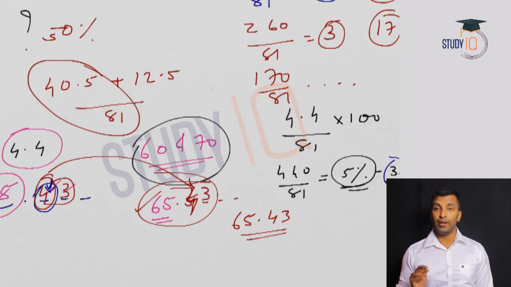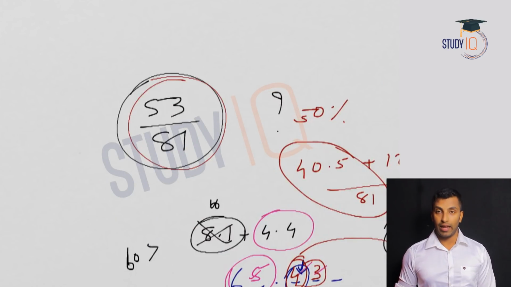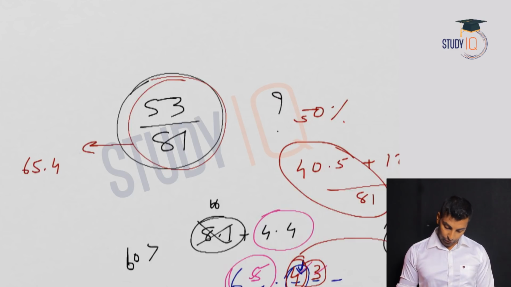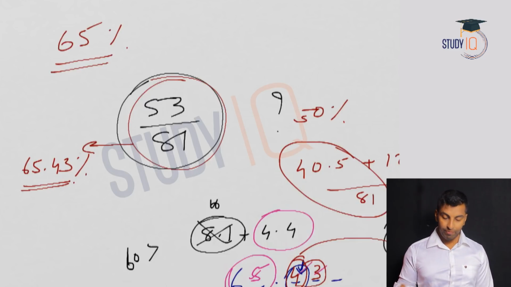I told you, you need to have very good calculation skills. So we started off with 53 by 81. What is the actual percentage value? 65.43 percent. But most of the time you just need to find 65 percent. To be more accurate, this is the answer. Now let's take one more example.